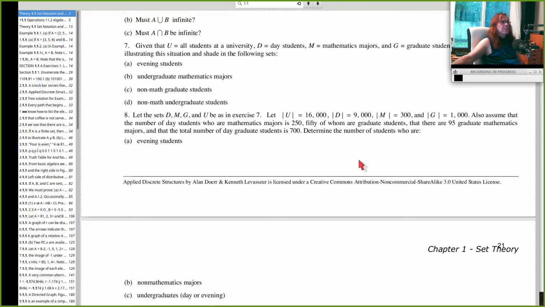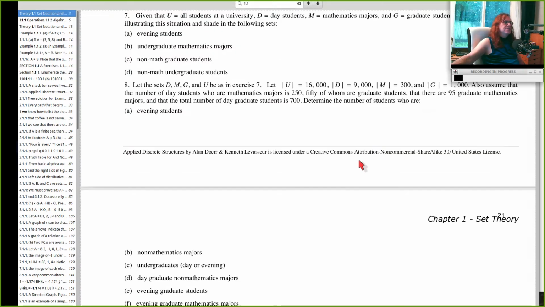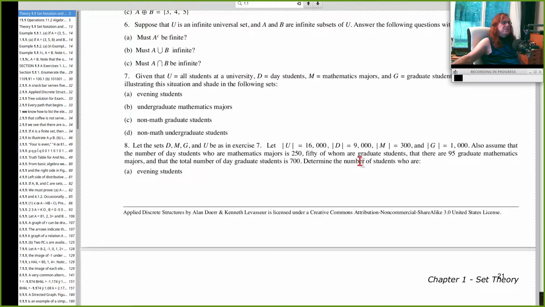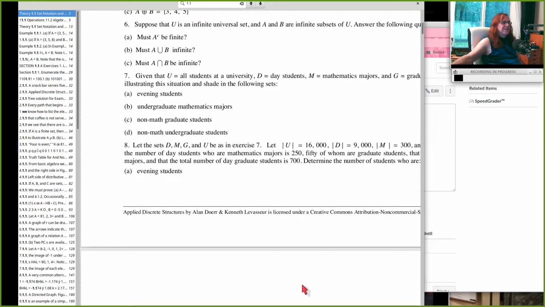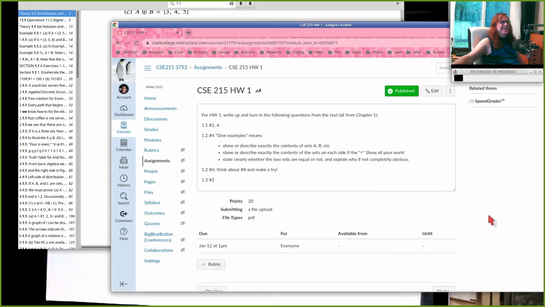What's the upside down U, or like the upside down union? So the upside down union is the intersection. We're going to talk about that today. We haven't gone over that. No, we'll get to that shortly.